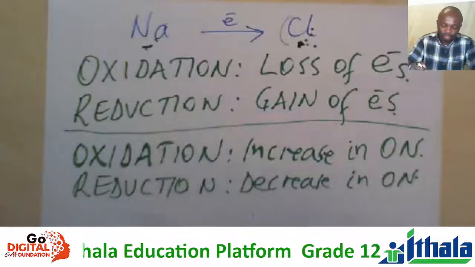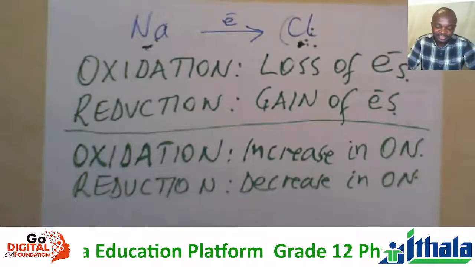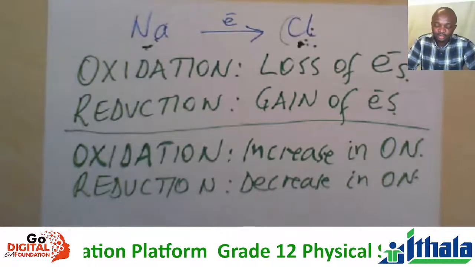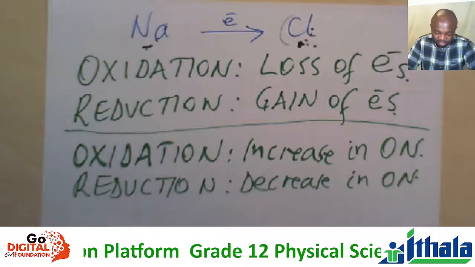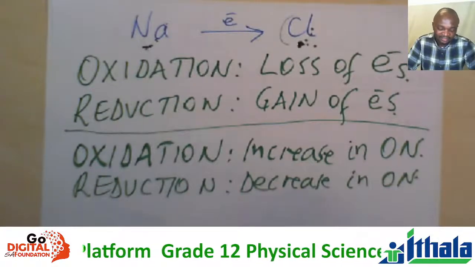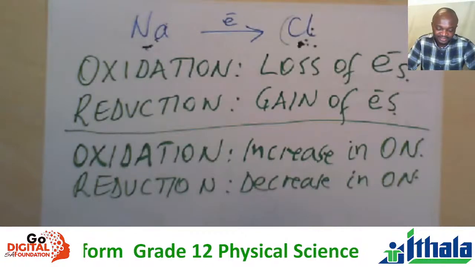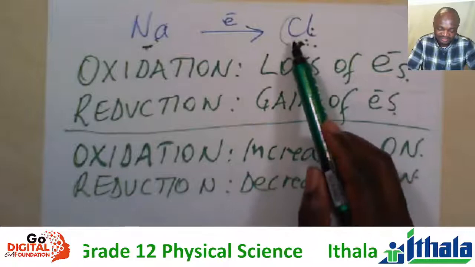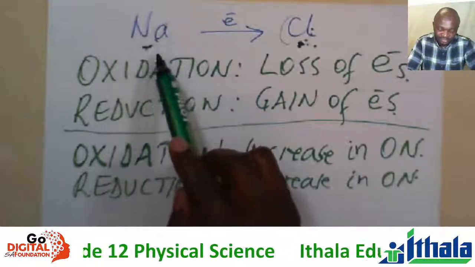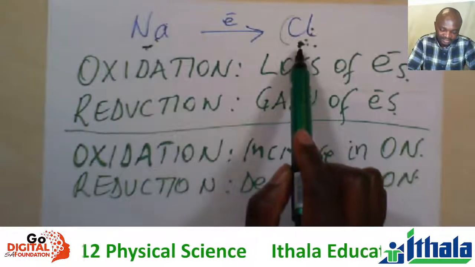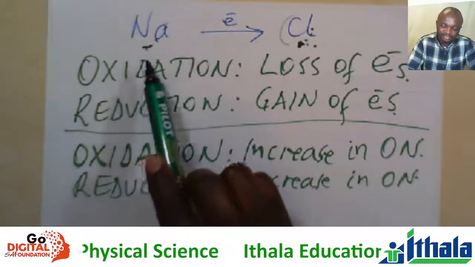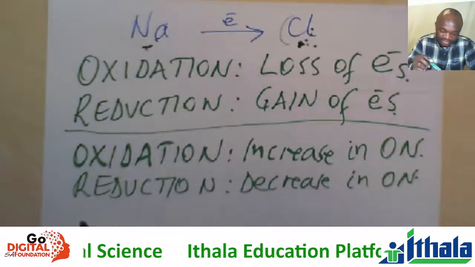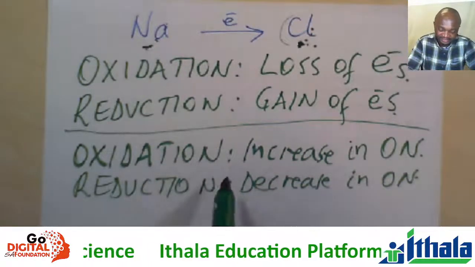Right? So, to define what is a reducing agent: it is the substance that is oxidized, or the substance that loses electrons. The reducing agent is the substance that is oxidized. Right? That is the reducing agent. The substance that is oxidized or the substance that loses electrons. The substance whose oxidation number increases.